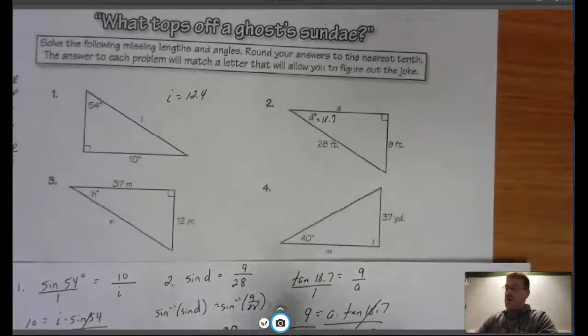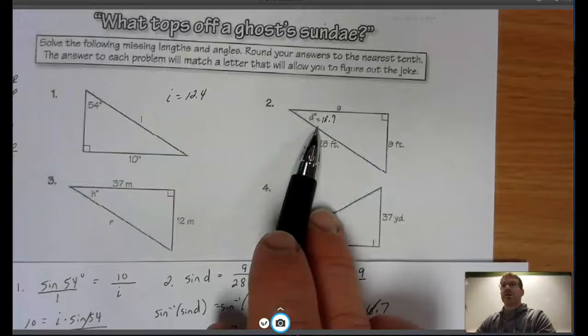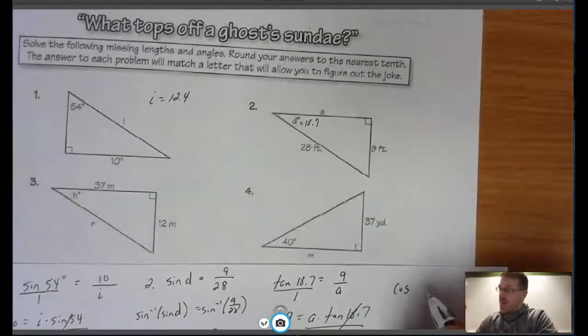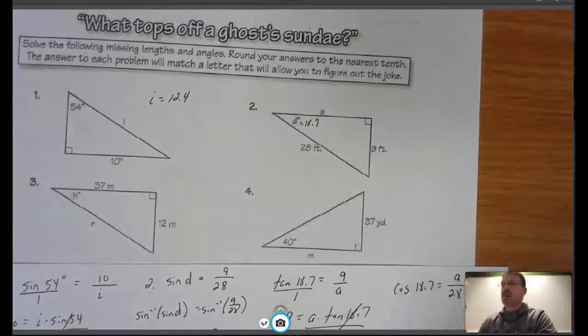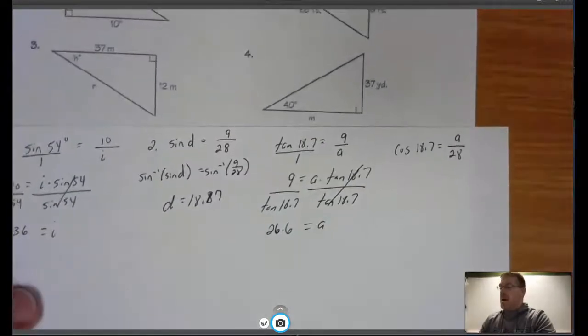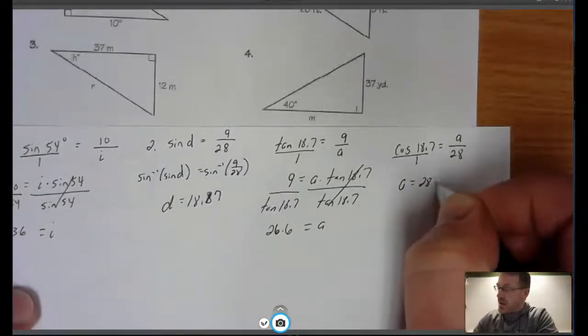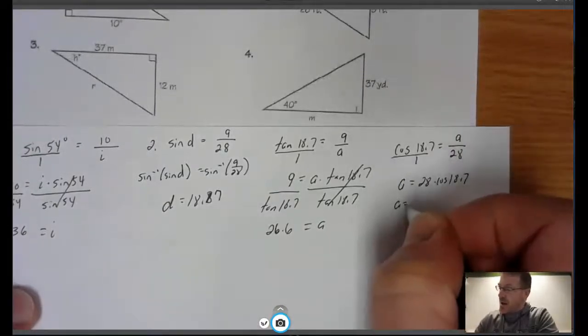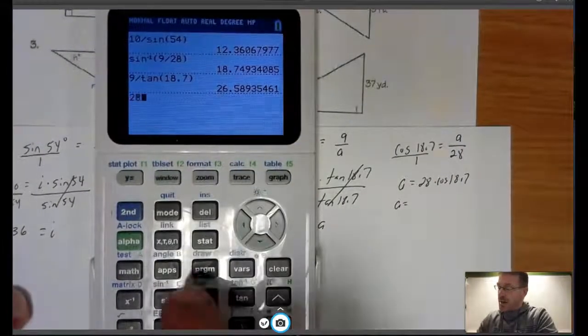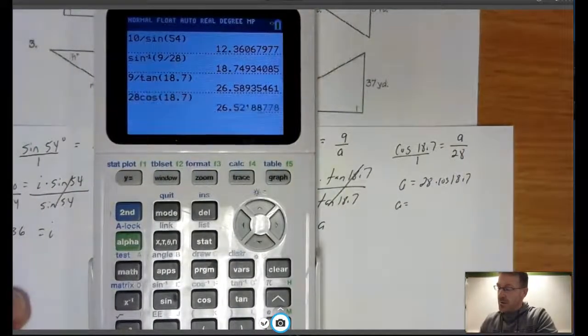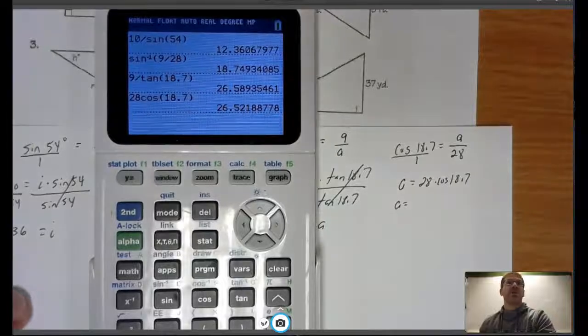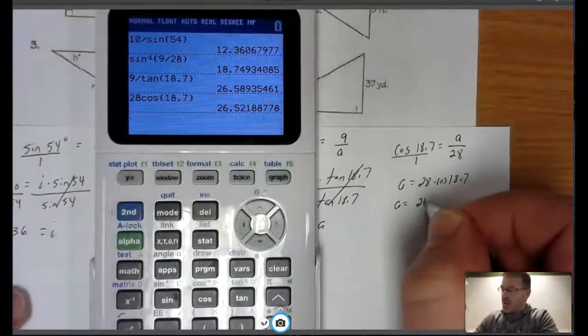One is this: I used tangent here, but we could have used cosine. I could have said cosine of 18.7 equals the adjacent side over the hypotenuse. Then I would have made this a proportion, cross multiplied, and A would equal 28 times cosine of 18.7. Let's look at what happens when I do 28 times cosine of 18.7. I get pretty much the same number, 26.5. It's slightly different because of some of the rounding, but I can get a number that's pretty close, so I could have gotten 26.5 that way.